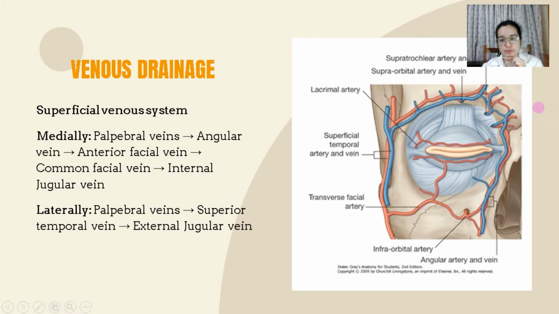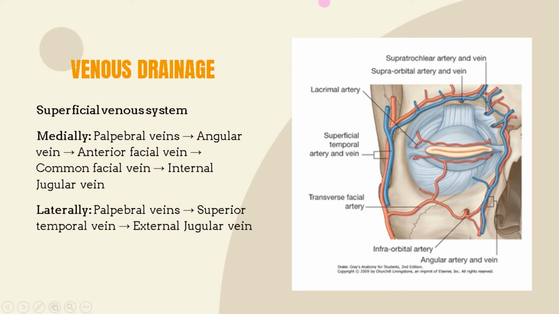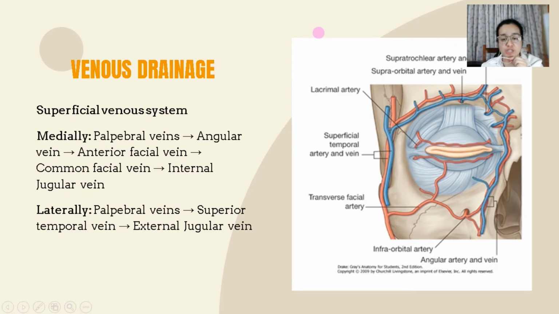Now we are going to talk about the venous drainage of the eyelids. The venous drainage system is through the tributaries of the ophthalmic vein and superficially through the angular and superficial temporal veins. The medial eyelid drains from the palpebral vein to the angular vein. So this one.